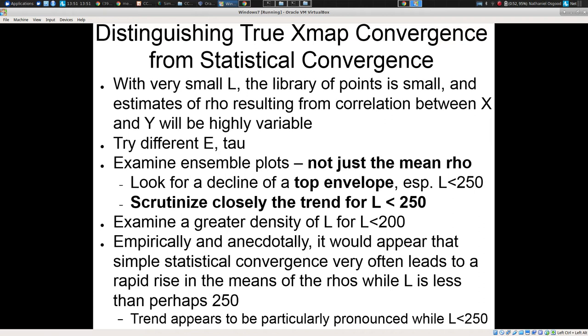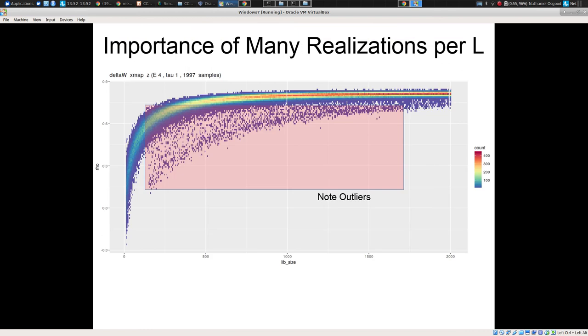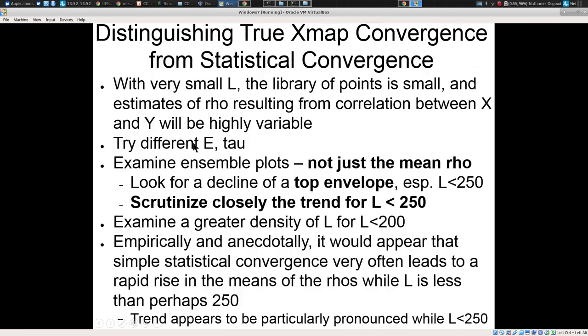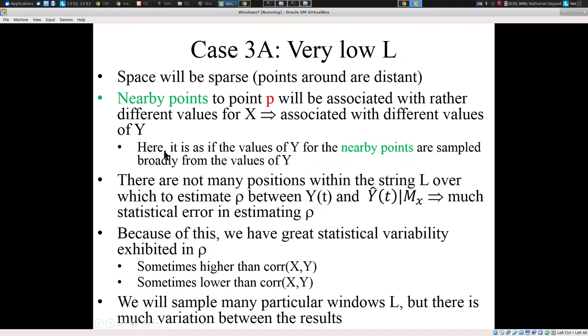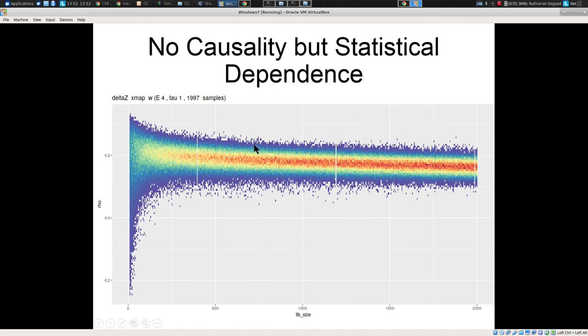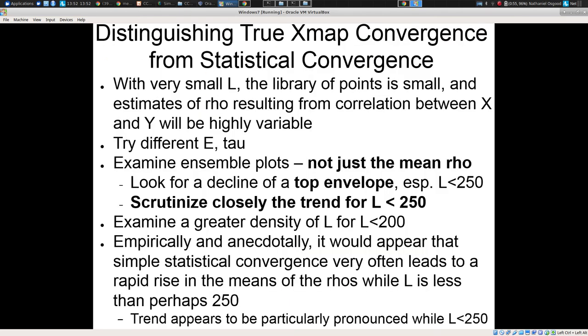Okay, how do we distinguish true cross-map convergence from statistical convergence? Well, first of all, you need to recognize that when the library is small, with small L, rho is quite variable. You're going to want to try different values of E and tau, and you want to look at these things which have many, many samples, not just for one run. You should look for the decline of the top envelope. You should look for something like this, which is an indication predominantly of statistical convergence. And you should examine a large number of L for size less than about 250 or 200.